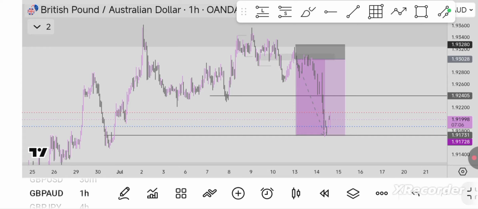So this is a trade I took this week. Today is July 14, and this is a trade I took on GBPAUD this week. On Sunday, when the market was about to open, that was when I analyzed the market.